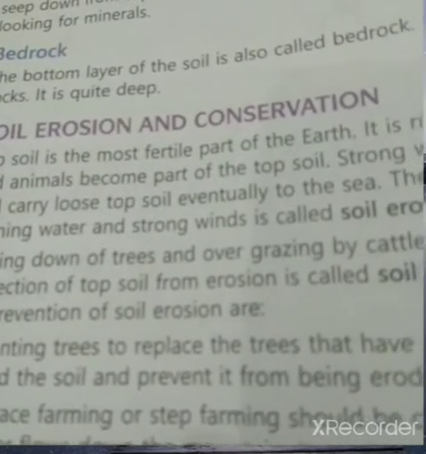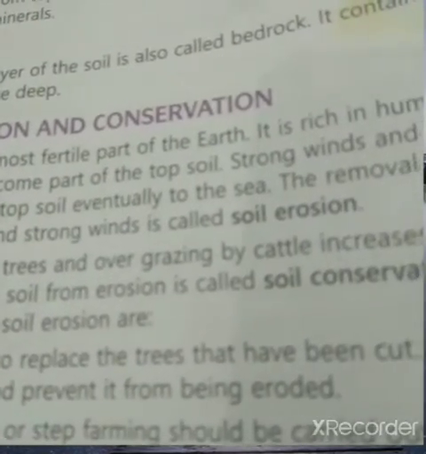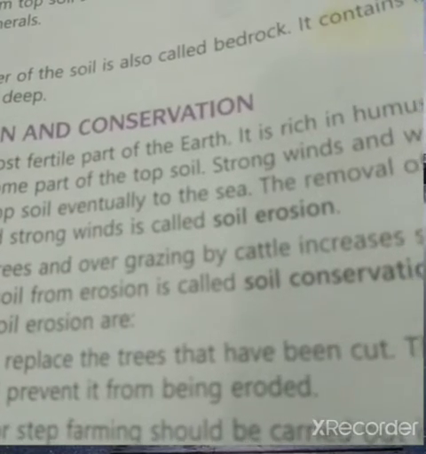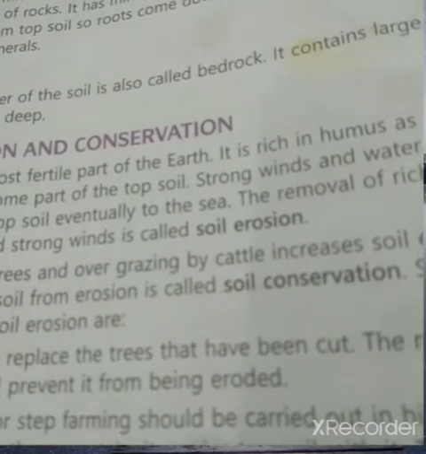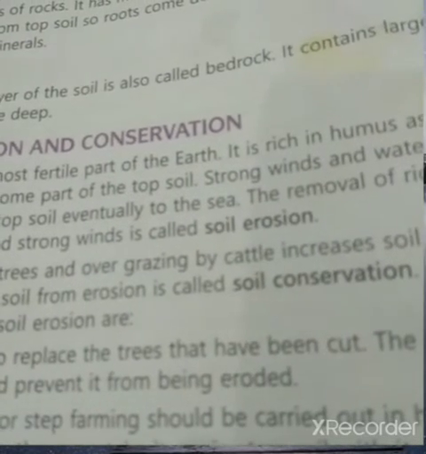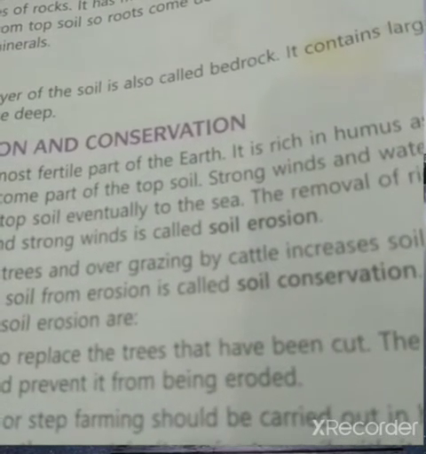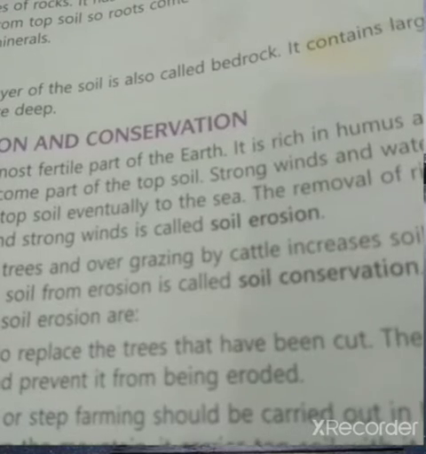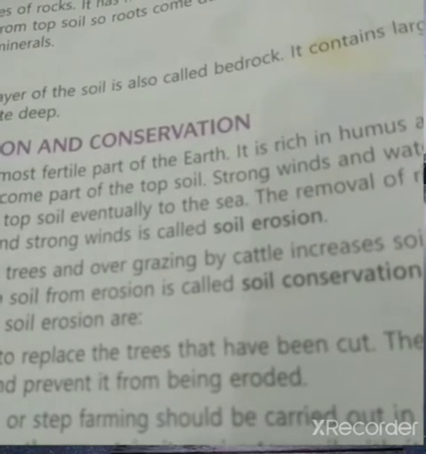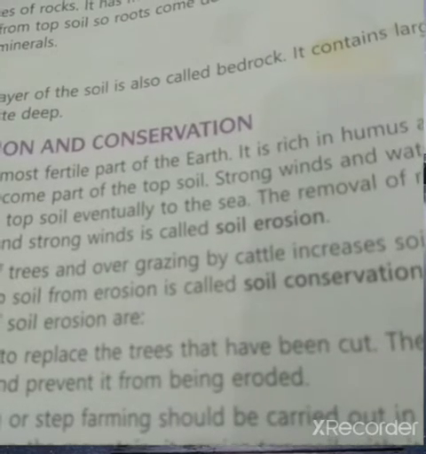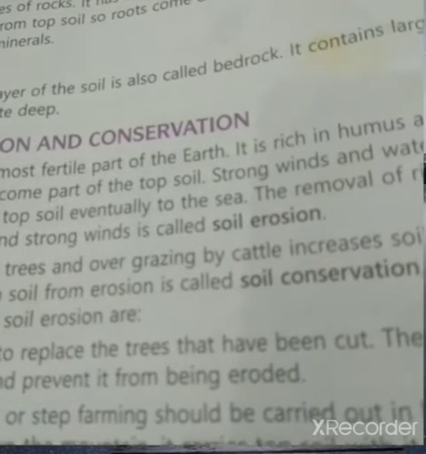The protection of topsoil from erosion is called soil conservation. The topic we are going to learn is soil erosion and conservation. So soil erosion is the removal of topsoil by the wind and water. Topsoil is the most fertile soil. Humus is present in the topsoil.